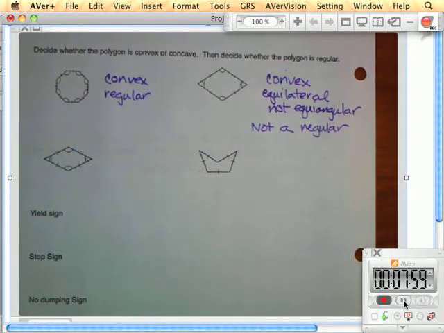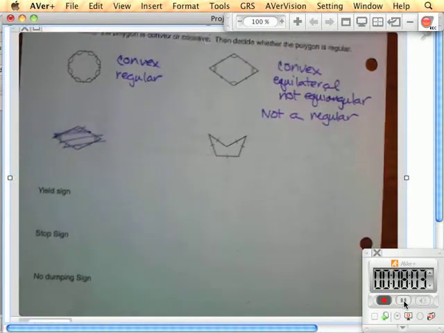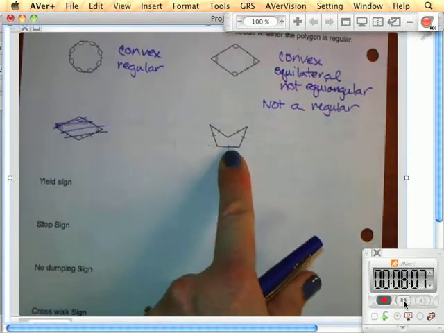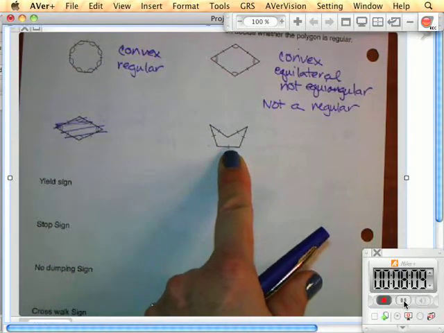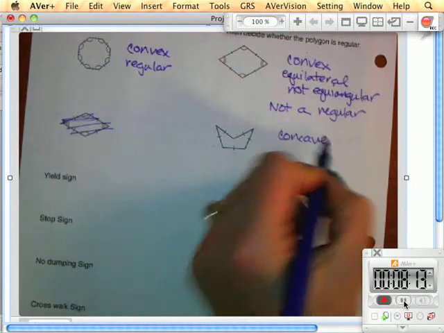Okay, this is exactly the same. All right, Lexi, is this convex or concave? It is concave. If you're not sure, you can do your little test. You'll see it goes through the interior.